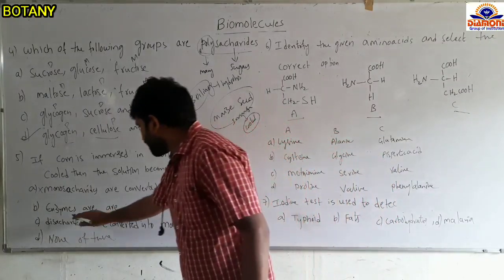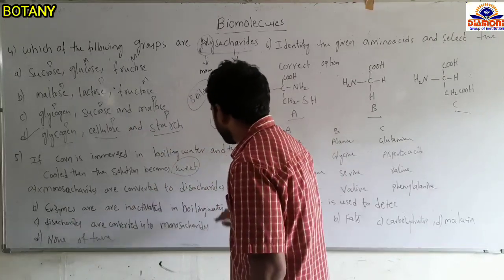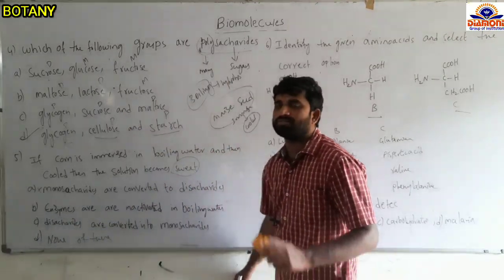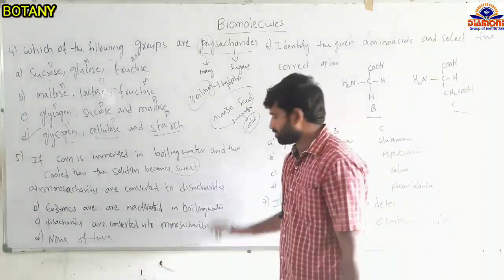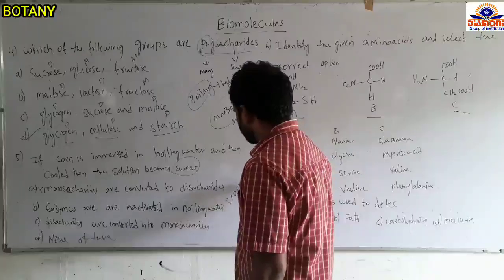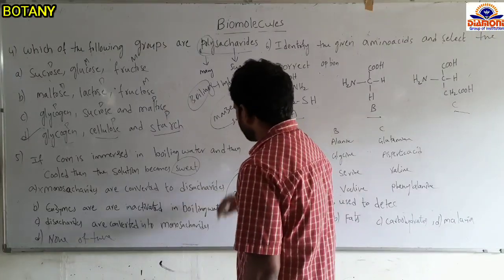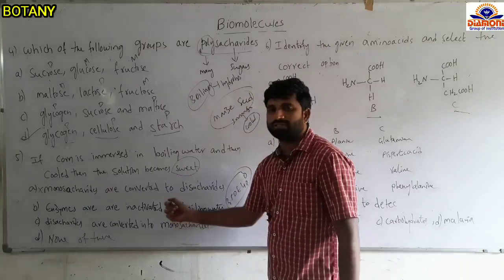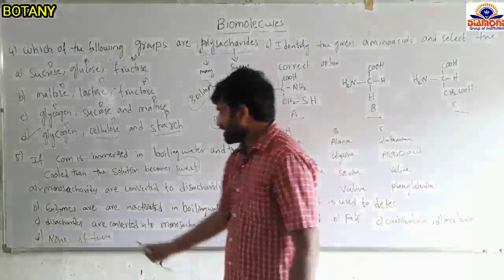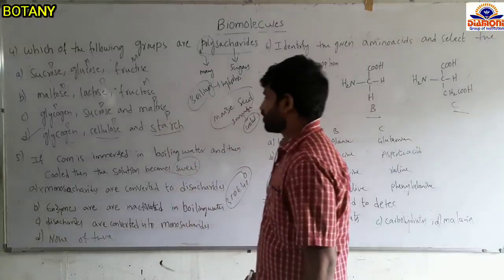And option B, they have given as enzymes are inactivated in boiling water. So here, enzymes will work only up to a particular temperature, 35 to 40 degrees maximum. Until 40 degrees, they will work. And disaccharides are converted into monosaccharides.